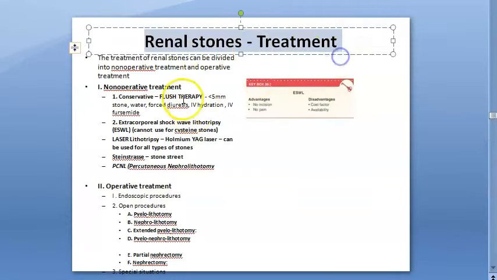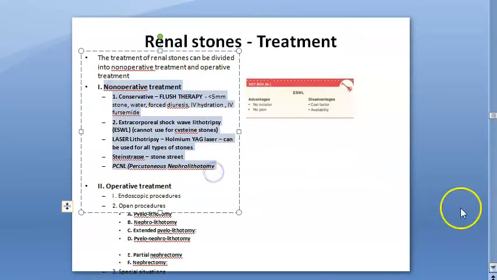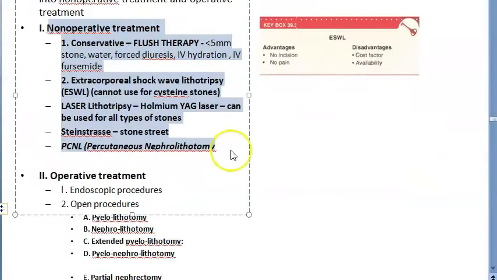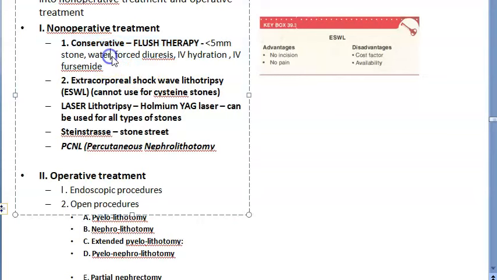Then we came to treatment. In treatment, what all did we see, guys? We have covered non-operative treatment. Basically, conservative treatment: if it is a stone less than 5 millimeters, they'll do flush therapy. They'll just give so much water to drink, right? Drink a lot of water, and you can also give IV hydration and IV furosemide to cause some forced diuresis, so that this person will flush out these small stones, right?